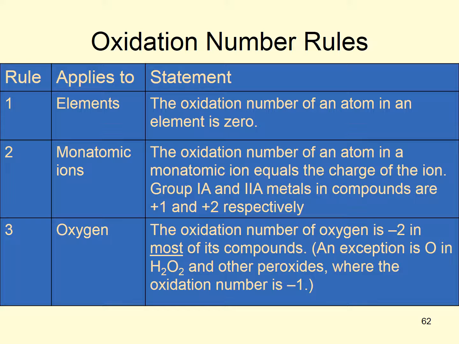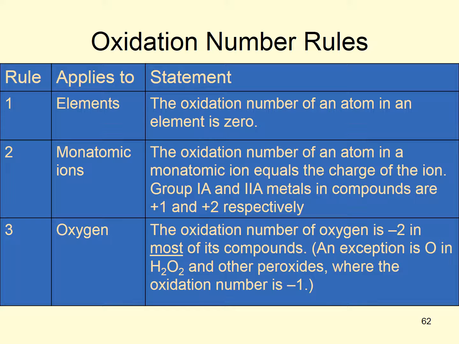So the first rule, which is the easiest, is that the oxidation number of any atom in an element is 0. So, like in the last example, zinc was a metal. It didn't have a charge, so its oxidation number is 0. So that includes elements like oxygen, nitrogen, hydrogen, even though it's O2, N2, H2. Anything that's by itself and doesn't have a charge, the oxidation number is just 0.